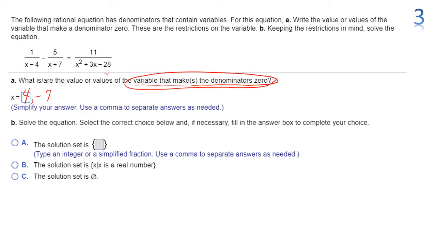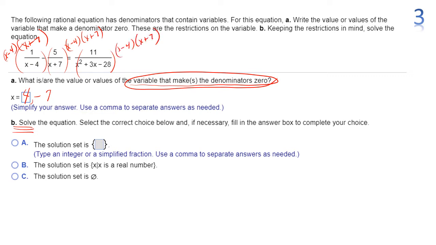After you type in the restrictions, then you solve. We're going to use a common denominator of x minus 4 and x plus 7. We will use this around every value, every term, x minus 4, x plus 7, x minus 4, x plus 7.